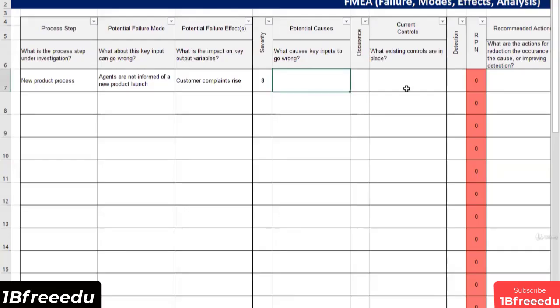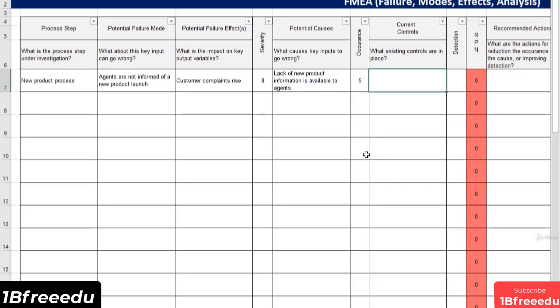And so here we have to think about the potential causes. So what causes the key inputs here to go wrong? Well, we know that a lack of new product information is available to agents. Right, so that's the reason why this is going wrong, because there's a lack of information on the new products available to our agents. So we have to think about occurrence. How often is this occurring? Well, complaints are going up a lot more than they should do, but they're not currently at alarming levels. So we could put that as a 5.